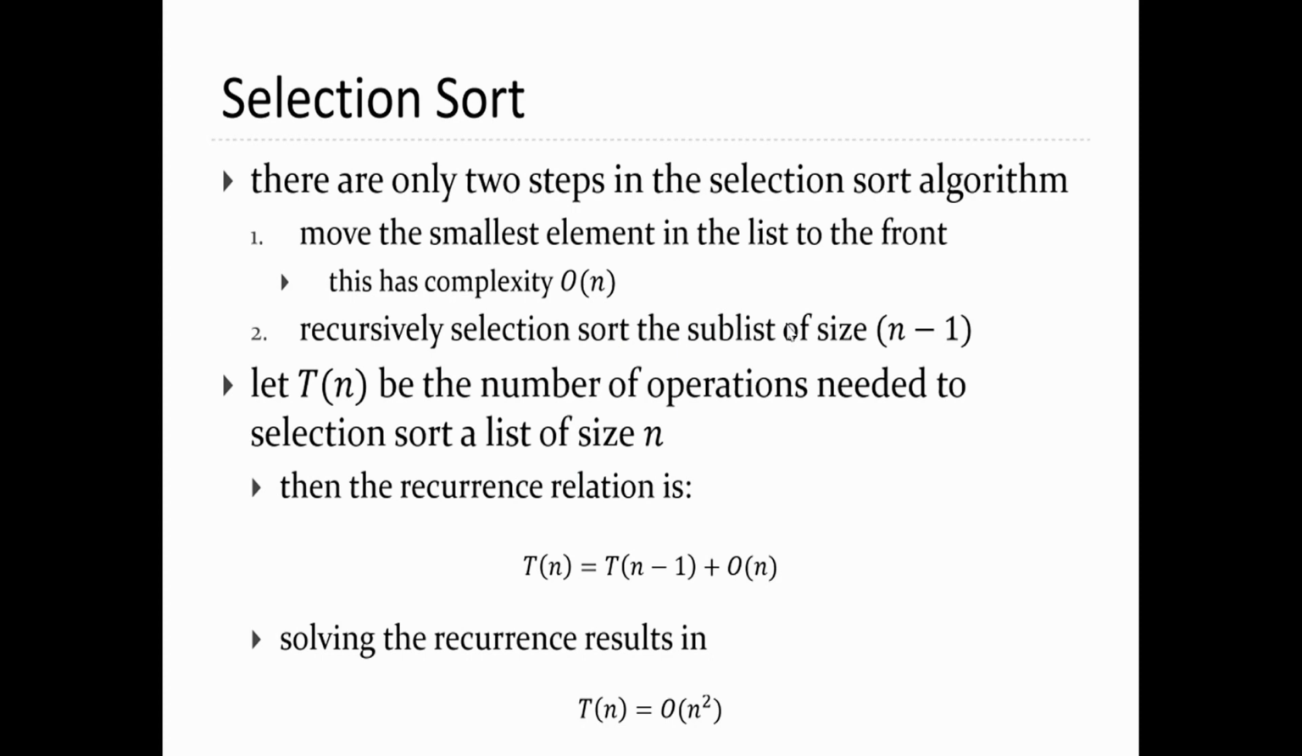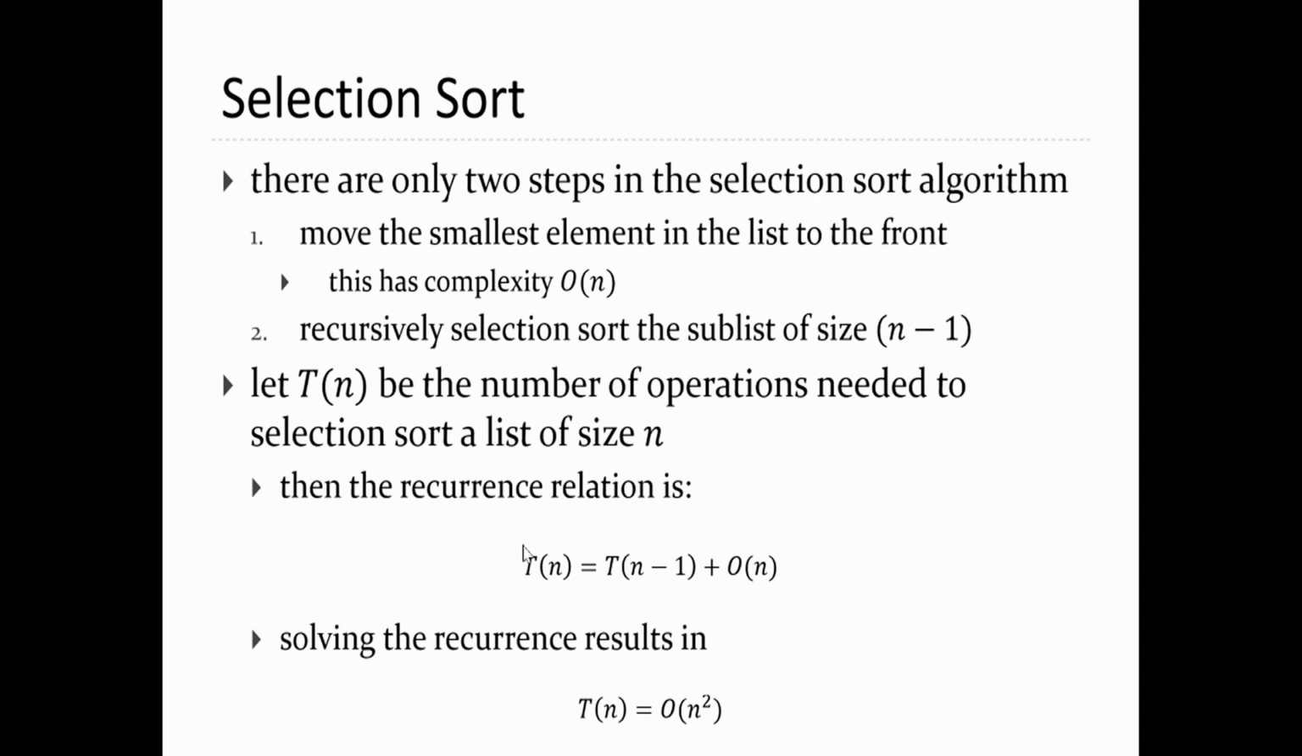Now recursively, selection sort is going to sort the sublist. So that's only step 1. That moves the smallest element to the front, and now I'm going to recurse. So now I'm going to call selection sort again, this time on a smaller list, this time on a list of size n minus 1.